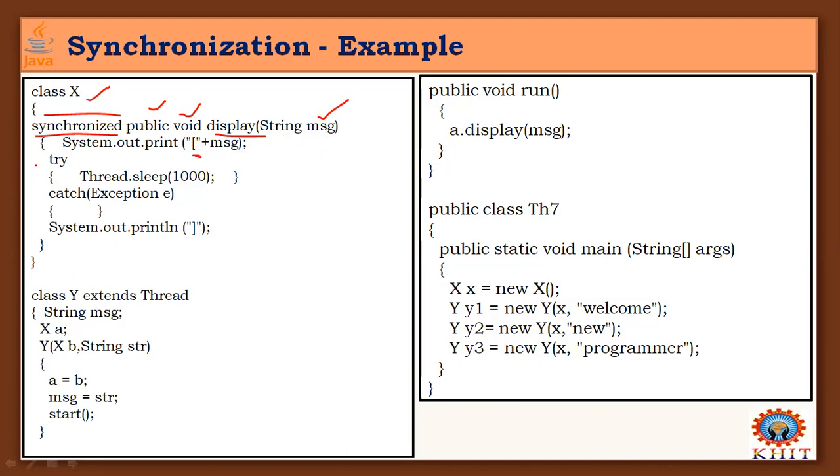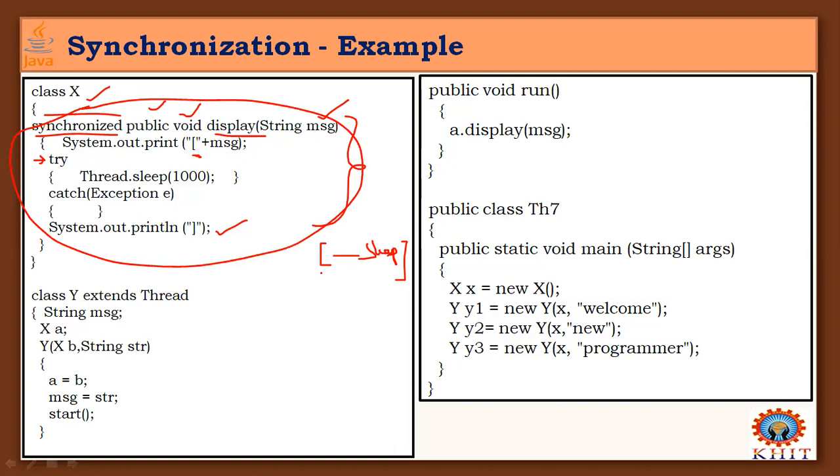And I have a try block here. After this sleeping mode, the main behavior of this display method is that it displays first an open bracket, later the string message, and then it is going to sleep for some moment, and later it executes the statement which displays the closing bracket, right? So this is the simple scenario of this display method. What we get after executing this part of the program is an open bracket and the string message, sleep method, and closing square bracket.